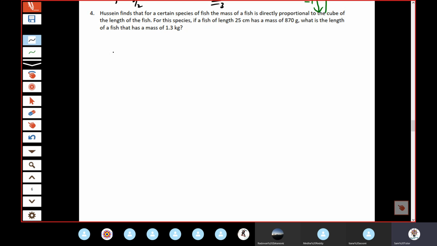So let's see. The question says a scientist finds that for a certain species of fish, the mass of a fish is directly proportional to the cube of the length of fish. So what's the formula we need? Directly proportional to the cube of the length of fish. The mass is directly. Does anyone remember what letter? There's a specific letter that I need to know.